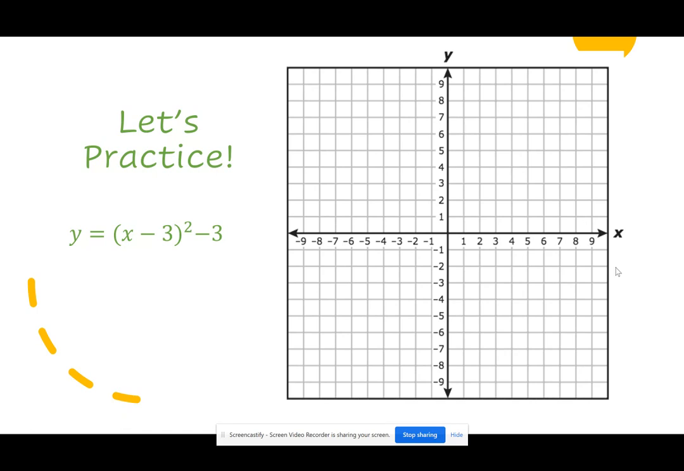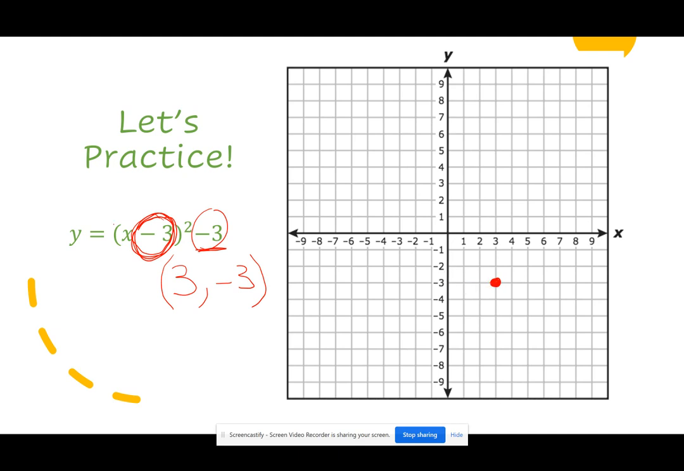We want to just look at the different pieces here. First, we can find our vertex. Our vertex is opposite sign of this, so positive 3, and then exactly what this is, so negative 3. So we can go to 3, negative 3, and plot our vertex. Or you can think about it: if we start at the origin, this minus 3 on the end shows we're going to go down 3, and then this negative 3 means we're going to go right 3. So we get to our vertex either way.